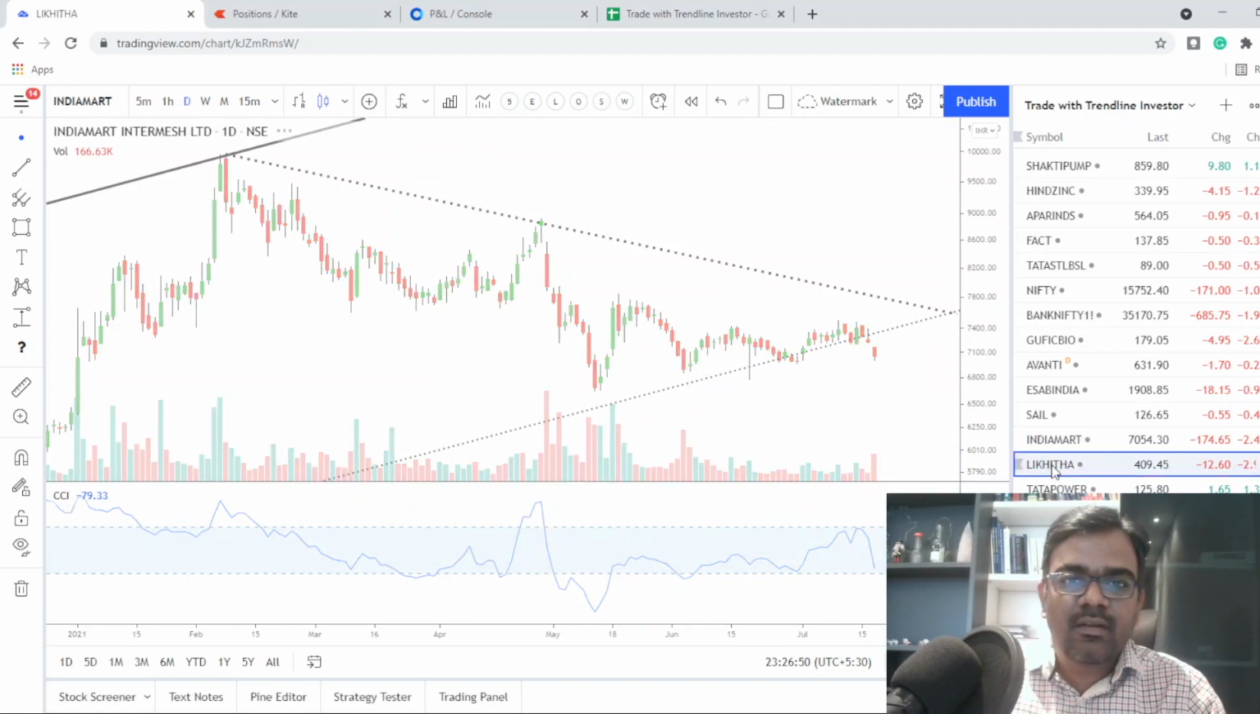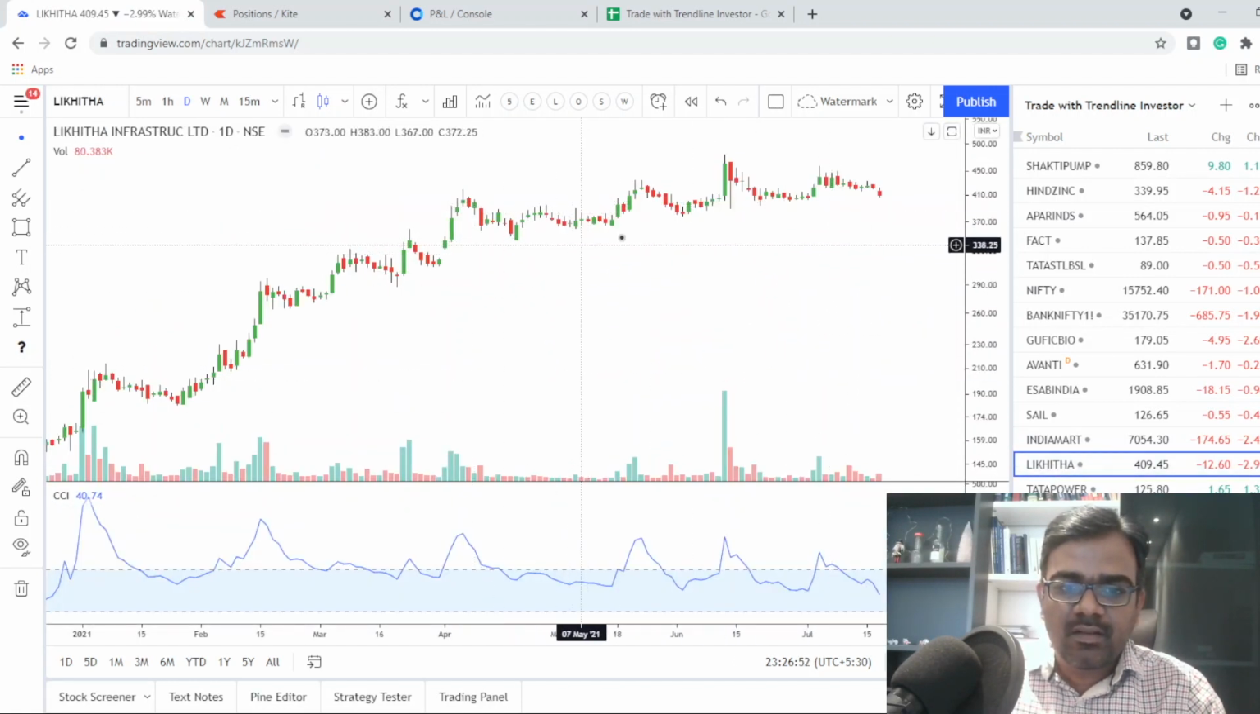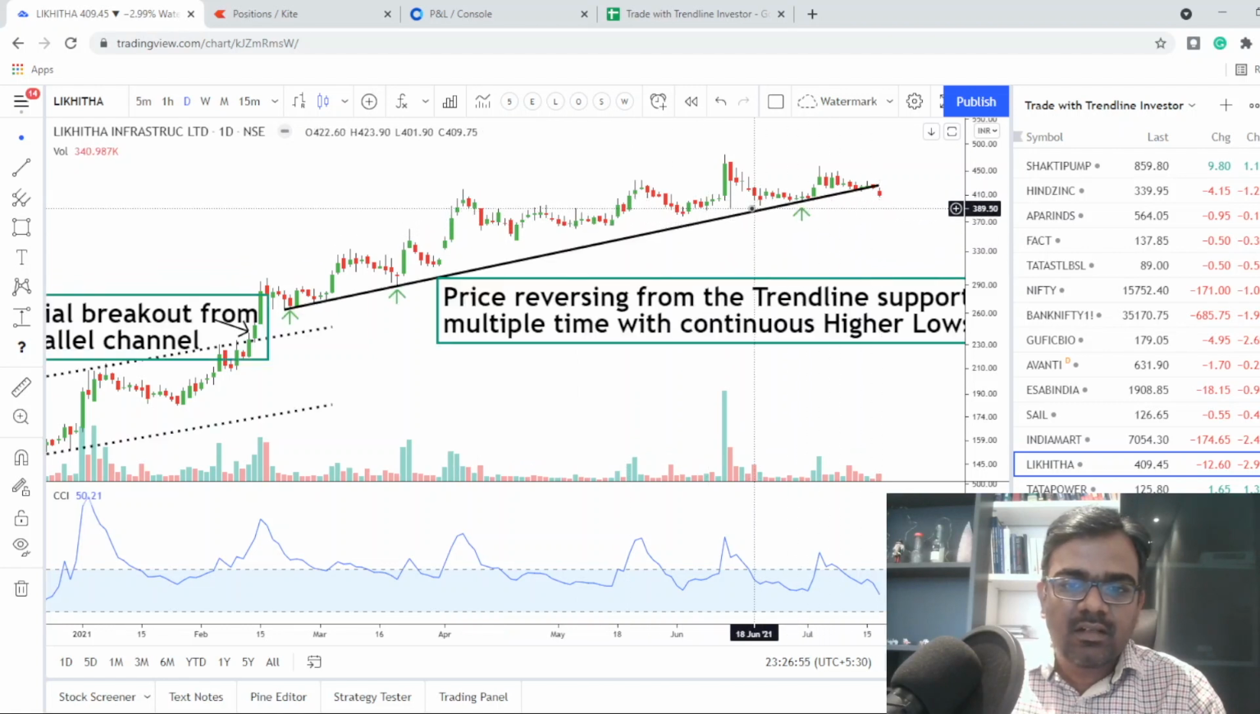Likhita broke the trend line today. So we did break this trend line today. Until the swing low is taken, I'd not be worried if you're holding it. But otherwise, right now this is not a good sign.